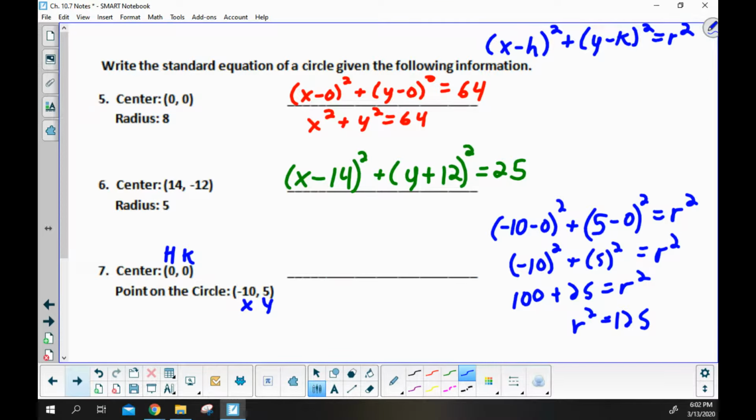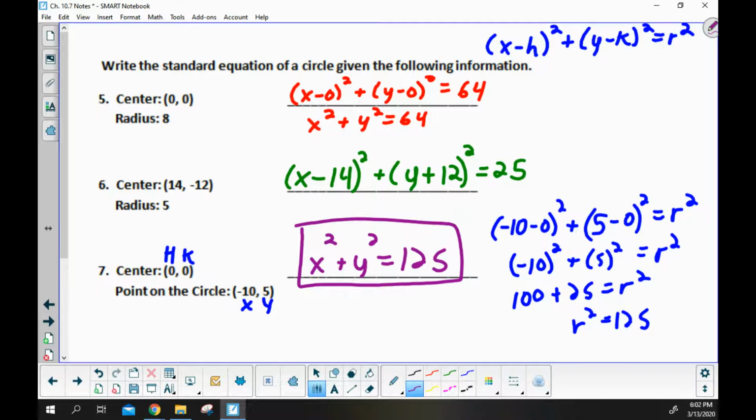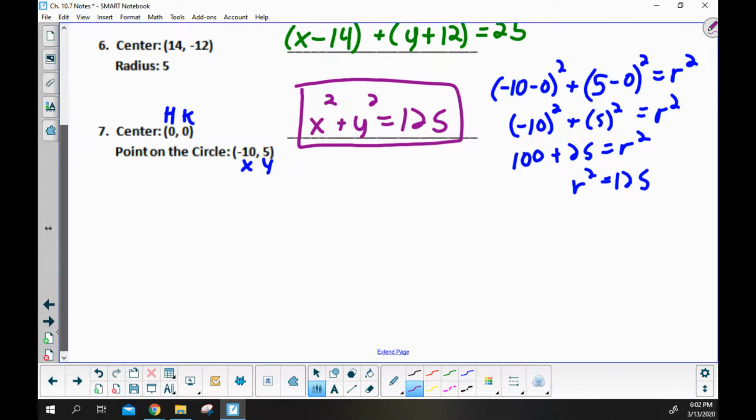And so now I can just rewrite my formula as x squared, because I'm subtracting 0, plus y squared, same reasoning, equals 125. And there we go. Because I don't need r, I just need r squared. Now, if I ask for the radius, that would be something different. You can find that by taking the square root of 125.